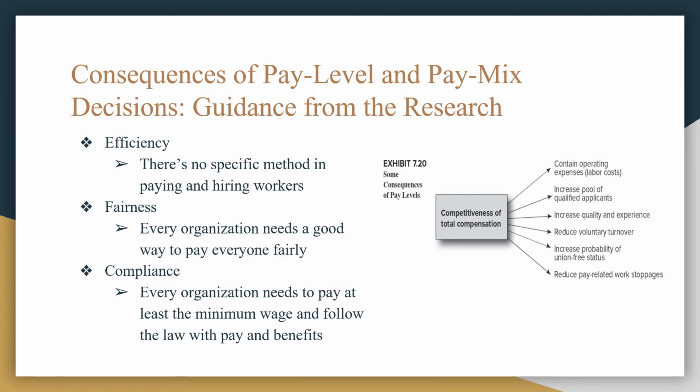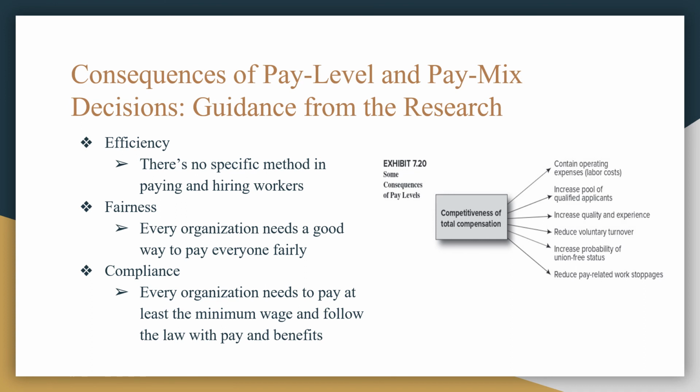Consequences of pay level and pay mix decisions. Guidance from the research. Efficiency. There is no specific method in paying and hiring workers. There are things like recommended matching, such as for this job, this person should be able to do this or that, but those are recommendations and not a solid, efficient decision on how to hire.